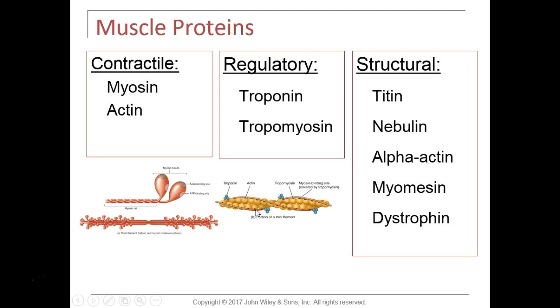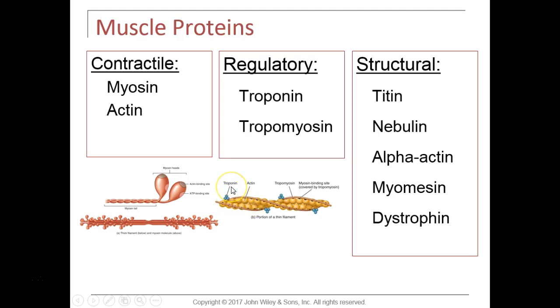However, in a relaxed muscle, tropomyosin is blocking the binding sites. So in order to get the muscle to contract, we have to expose these binding sites so the myosin head group can bind to the thin filament and then pull on it. That's part of the physiology we have to talk about.